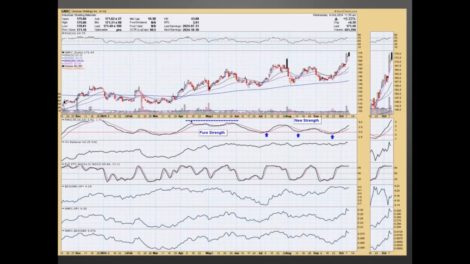Here is pure strength, flat above the zero line. And you can see we did get a nice little rise out of price. Back here, in all three of these cases, I would say we had new strength. The PMO turned up. In this case, we got the crossover buy. So this back here, as the PMO dropped, was diminishing strength. Then we started to see new strength come in with these PMO bottoms.